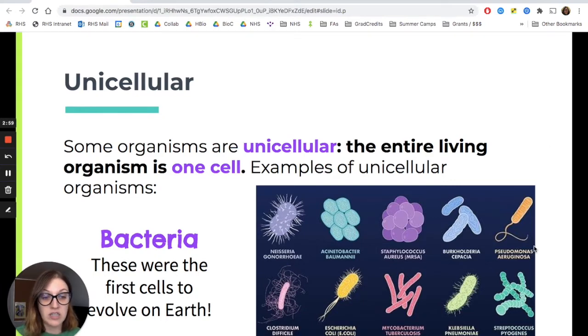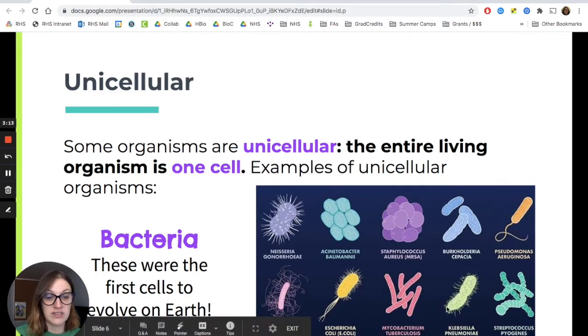In this picture are some examples of many of the different types of bacteria. Some bacteria have spikes, some are circular in structure, and some are rod-shaped. Sometimes they even have little structures called flagella, or little hair-like structures called cilia, that help them move around in their environment.